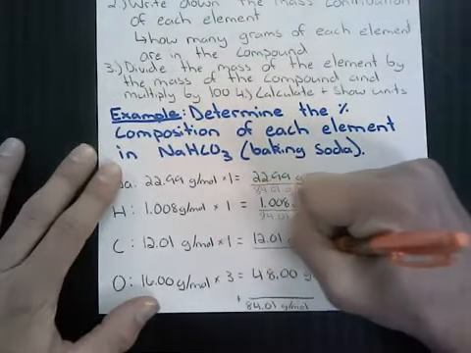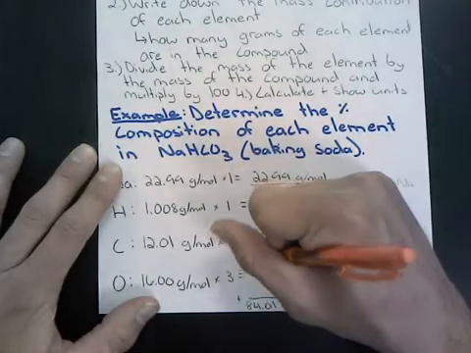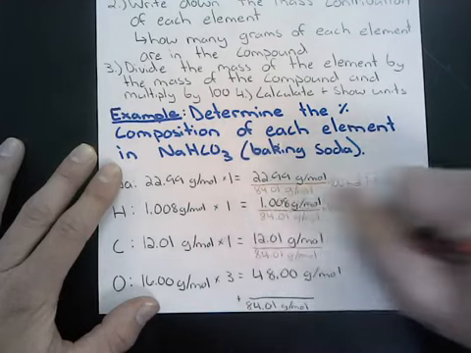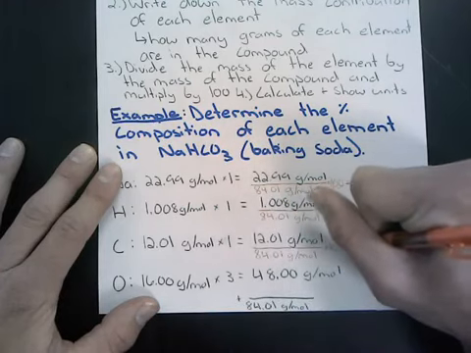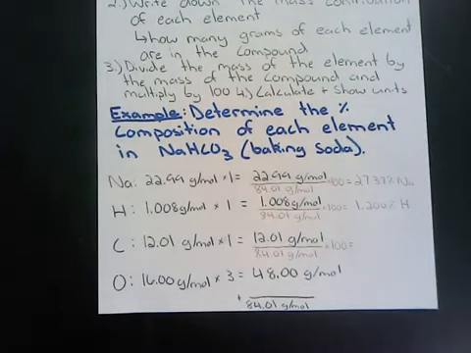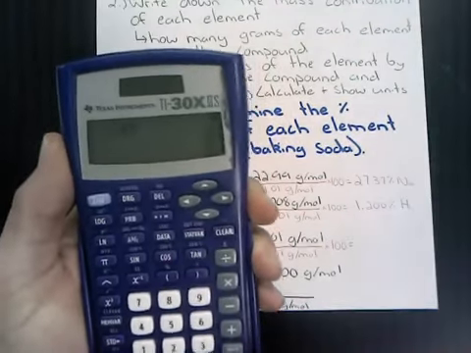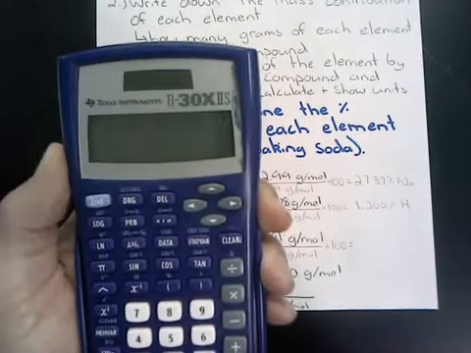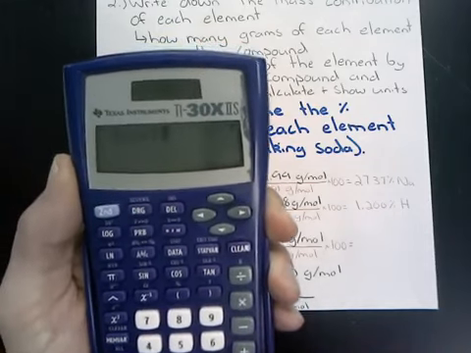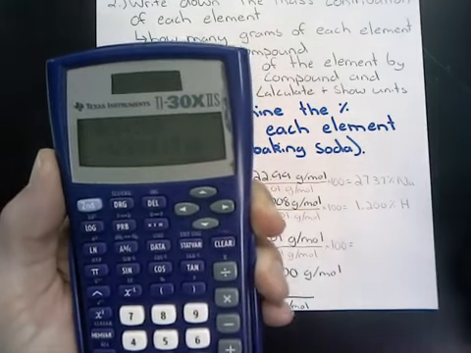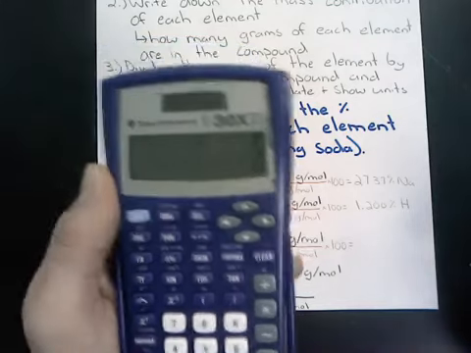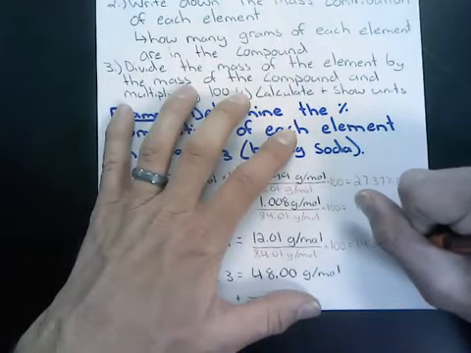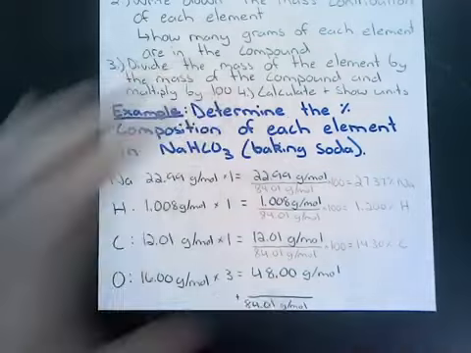We divide the total mass of carbon, 12.01, by the total molar mass of the compound, which is 84.01 grams per mole. We multiply that by 100. And again, in my calculator, what I'm going to type in is 12.01 divided by 84.01. I press enter, and I multiply that by 100. So I round to 4 total digits, which gets me 14.30% of this entire compound is carbon.